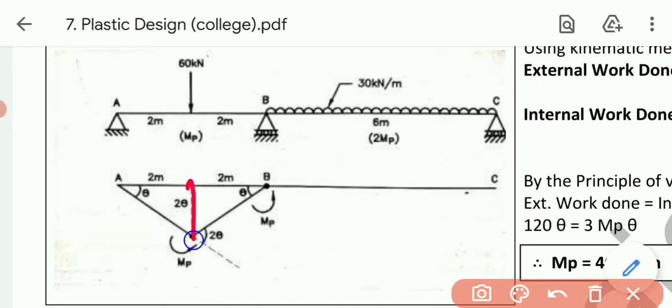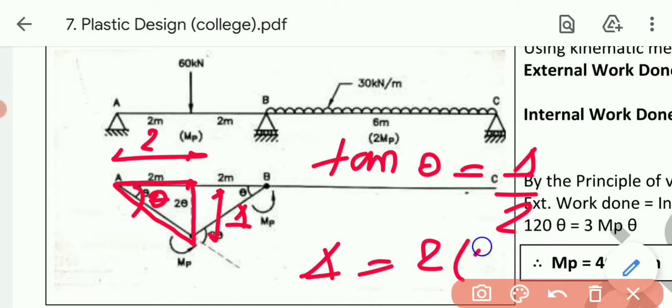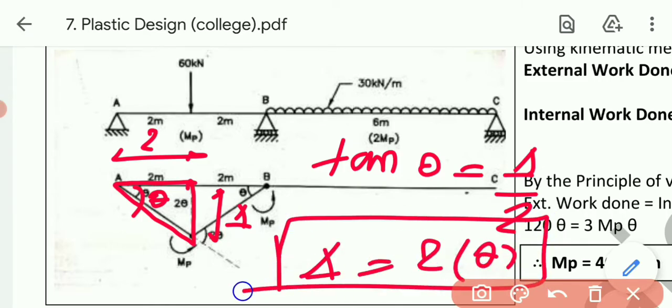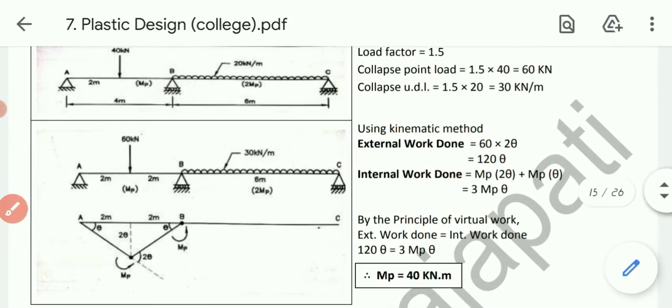Okay, let's talk about the deflection. We need to calculate this deflection. So we can say tan theta equals deflection divided by this span, that is 2 meter. So deflection equals 2 into tan theta, and as theta is very small, deflection equals 2 theta.